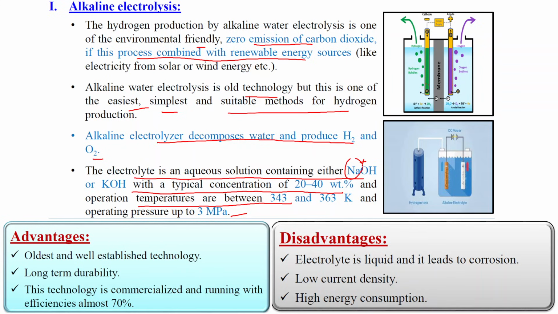Further, this Na positive will help in the dissociation of water. Basically, it will help in the dissociation of H2O. It will react with the OH part of the H2O, and H positive will be released from here. Hydrogen will be released from here, and oxygen will be released from here.